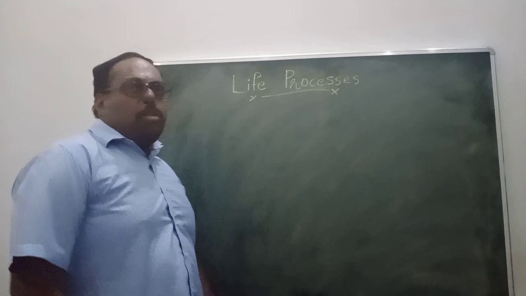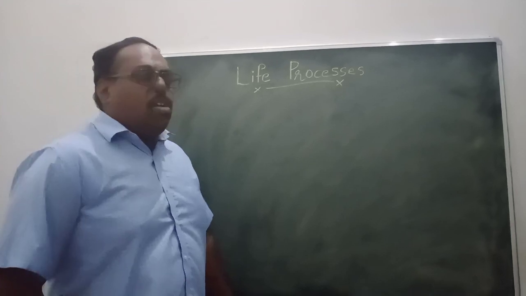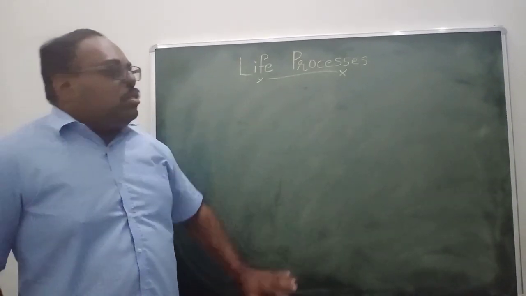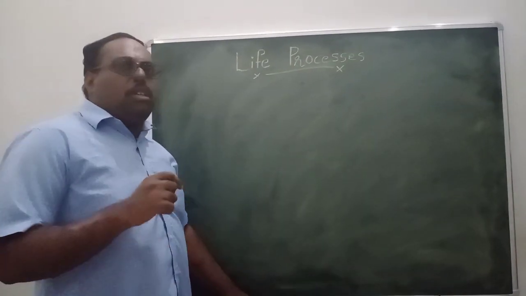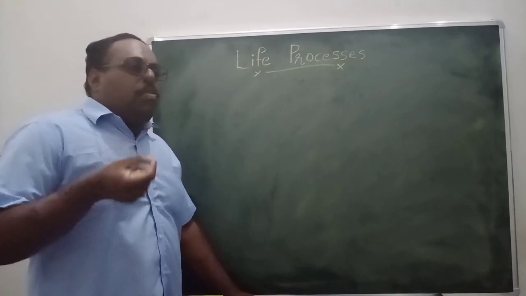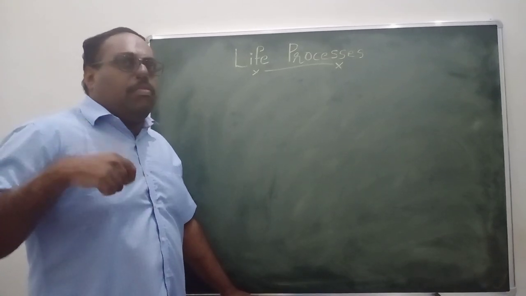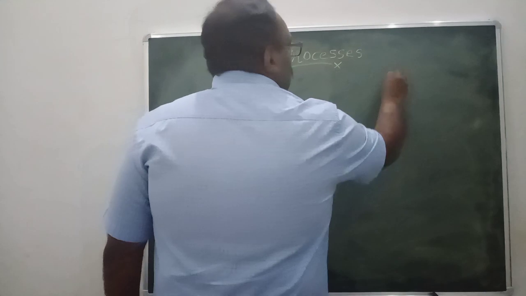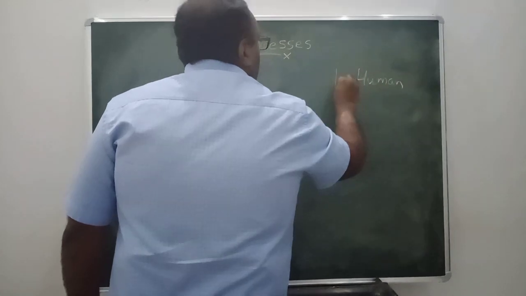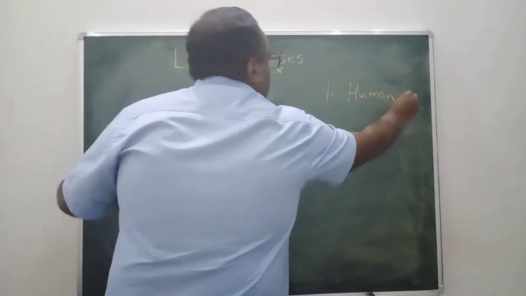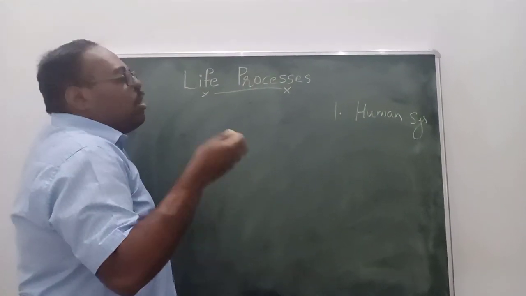Today we are going to discuss a chapter in 10th biology, which we call life processes. Inside this chapter we have to discuss how the different processes go on inside a living body. For example, we have to discuss the human system, that is the mammalian system, in detail: all the systems, the excretory system, digestive system, respiratory system, and what their functions are.